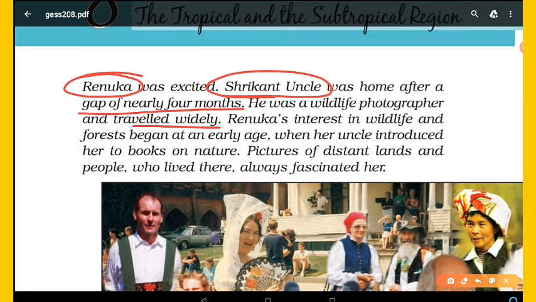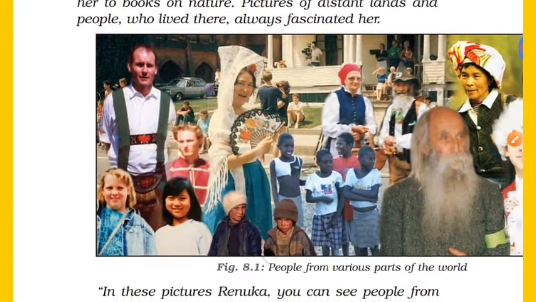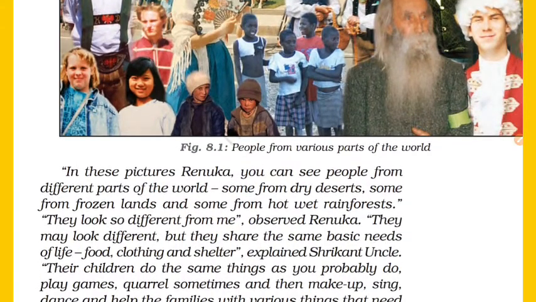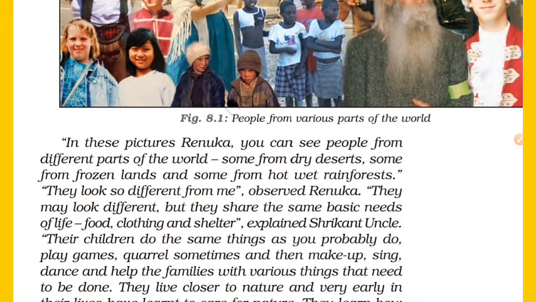Renuka's interest in wildlife and forest began at an early age when her uncle introduced her to books on nature. Pictures of distant lands and people who lived there always fascinated her. So this was very interesting for Renuka to know about the nature and the different kinds of people. In these pictures, Renuka, you can see people from different parts of the world, some from dry deserts, some from frozen lands, and some from hot, wet rainforest.